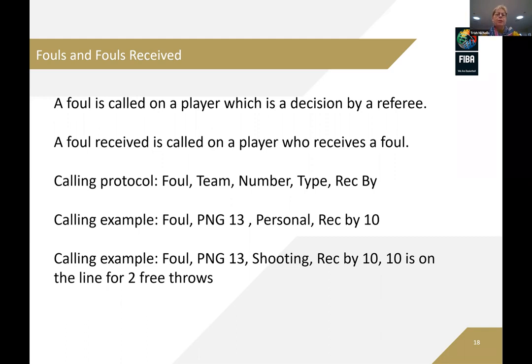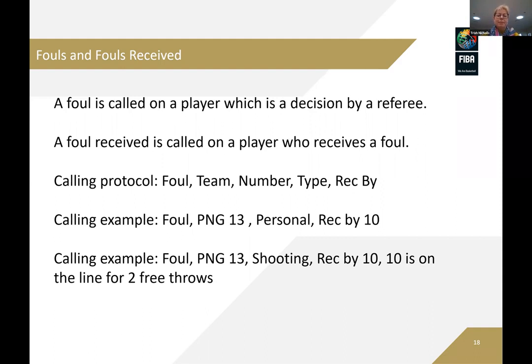So our calling protocol would be say the word foul. This gives the computer operator the time to shut the clock down, tell us which team is getting the foul, the number of the person, the type of foul, and then the only thing the referee doesn't tell us is who had the ball when the foul occurred. So for our calling example, we're going to go foul, PNG 13, personal, received by 10. So 10 would have been the person in control of the ball.